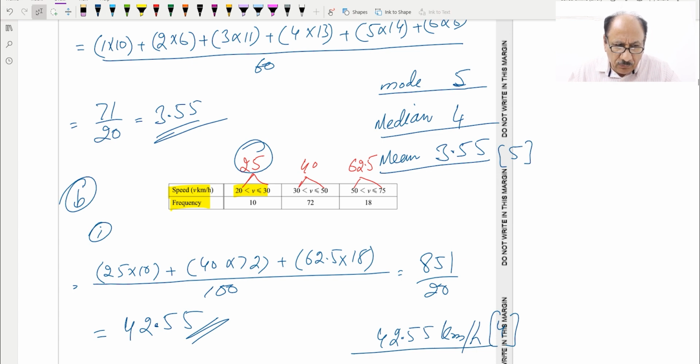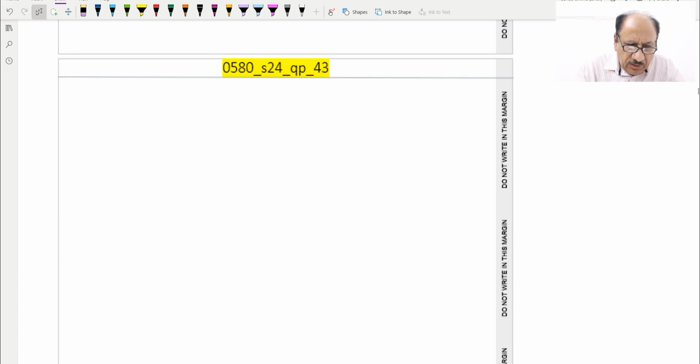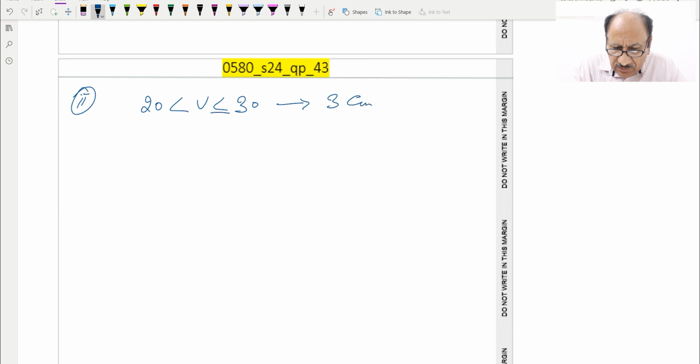Next we can move to the second part, and the second part we can solve over here. The second part says Sangeeta draws a histogram to show the information in the table. The height of the bar that represents 20 less than v less than or equal to 30 is 3 centimeters. So this one is represented as height 3 centimeters.